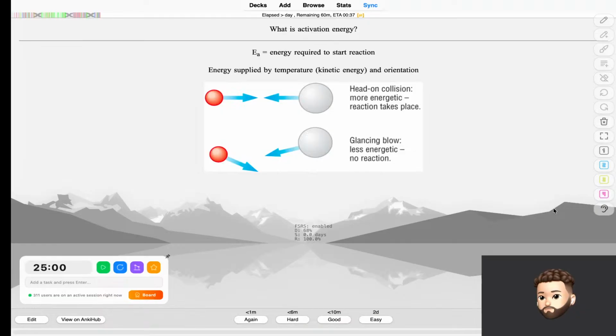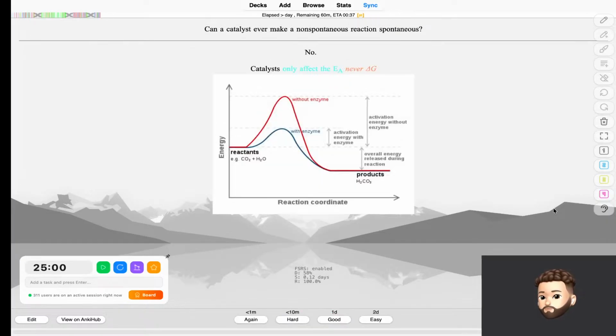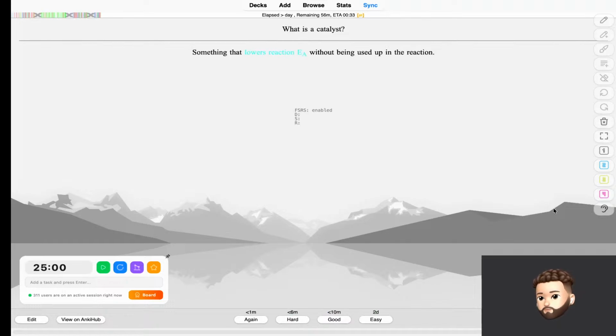Oh, I'm selling all my leads. This one is exergonic. No. Non-spontaneous. Spontaneous. What is a catalyst? A catalyst is an enzyme that reduces the activation energy of a reaction. Yes, without being used up. That is true.